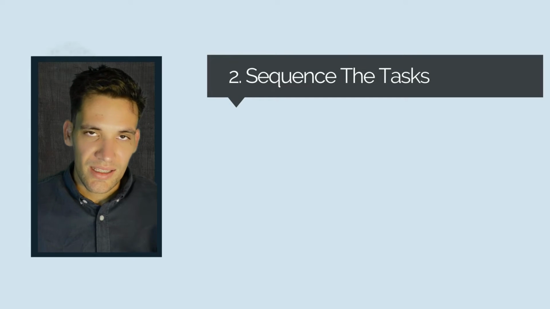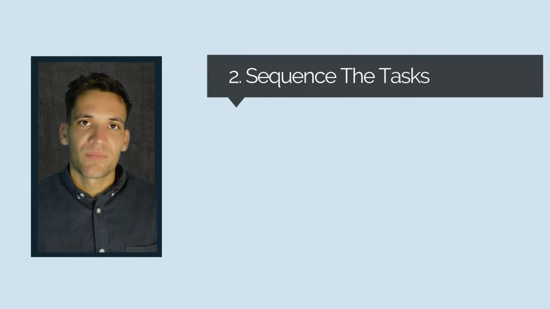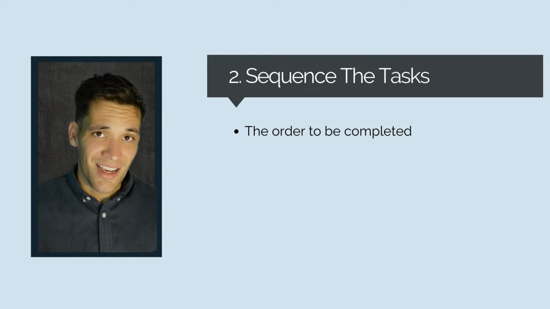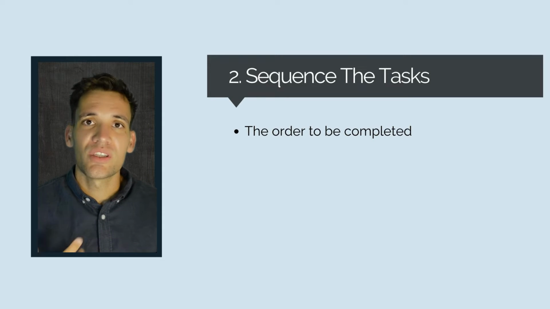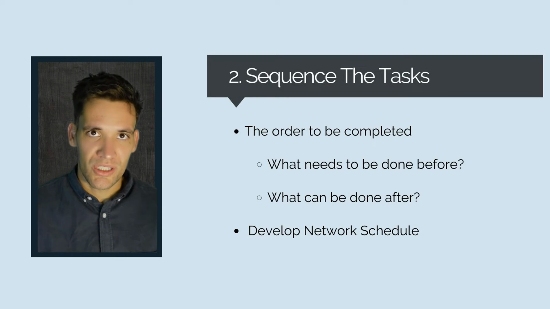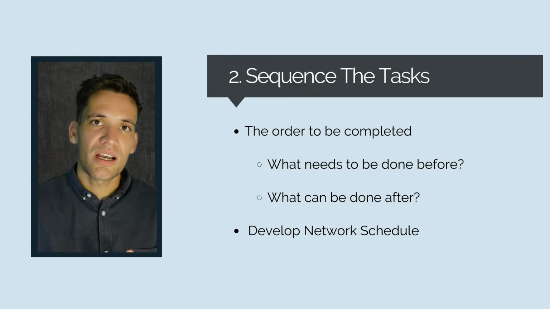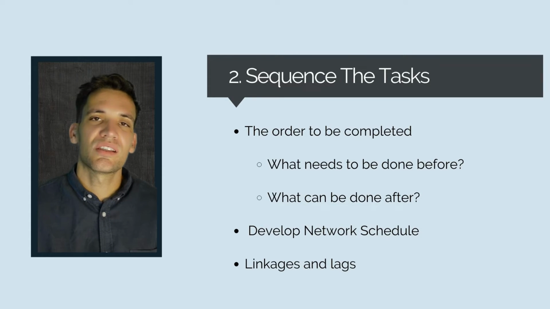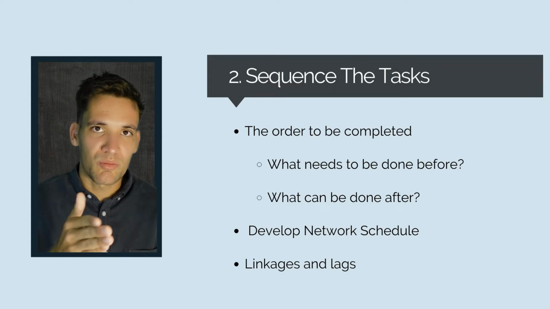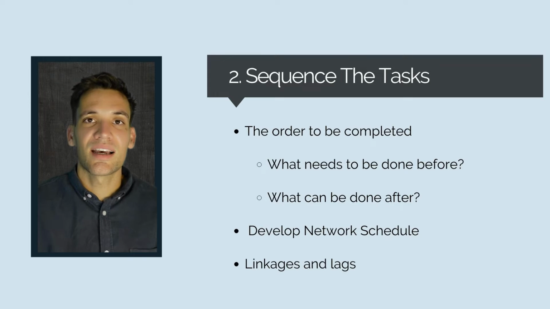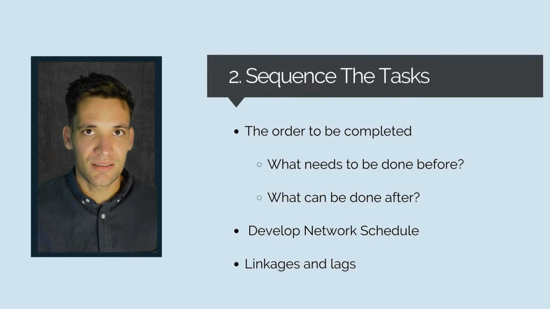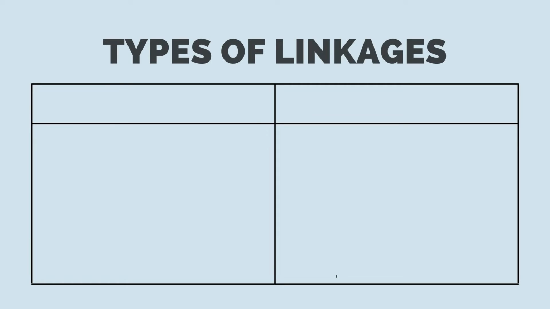Now that we've created our task list, the next thing we have to do is work out what order the tasks need to be completed in. So this is where we create the network schedule. Every single task will have linkages. This means there's a task that needs to be completed before it can start and a task that needs to be completed after. There's 2 main types of linkages we need to consider on a project. These are called mandatory and discretionary.